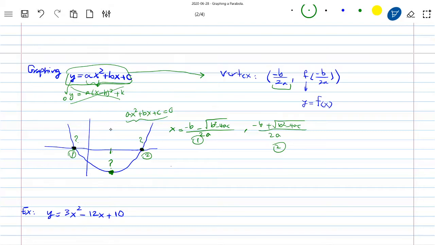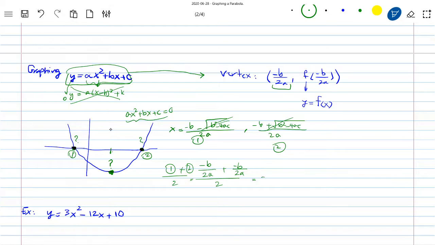So if you add 1 and 2 together, the radicals cancel out because they're opposites of each other. What you get is minus b divided by 2a plus minus b divided by 2a. And then you divide by 2 since you want to take an average. This is how you find the average, right? You add the 2 numbers and divide by 2.